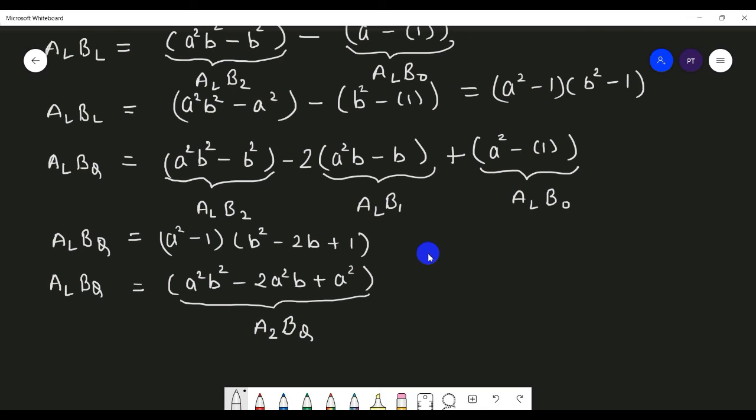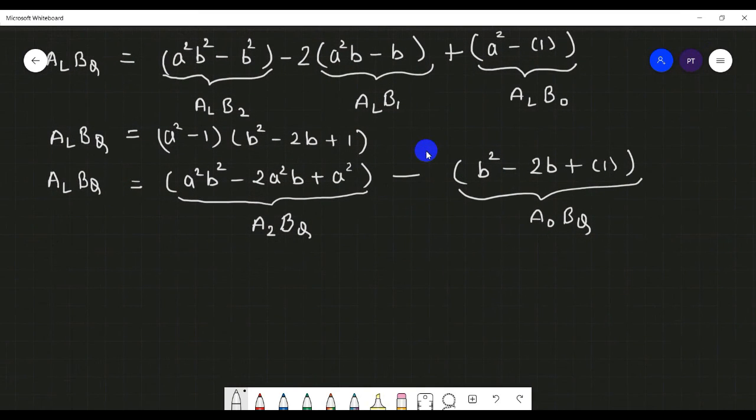And now we compute the quadratic effect of B at low level of A. So it is simply B square minus 2B plus 1. This is A naught BQ. Now we know the linear effect of A is A2 minus A0. So we find the difference between these two effects, and this gives us the interaction component ALBQ. And again, if I simplify this, I get the algebraic expression A square into B square minus 2B plus 1.